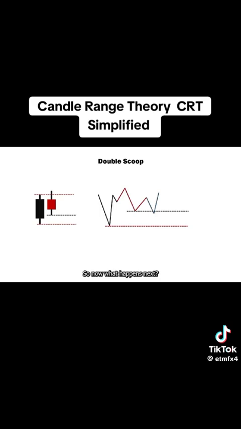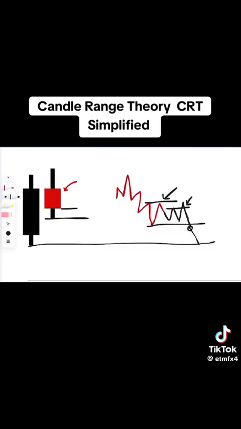So now what happens next? Now price revisits that area again and fully closes the range. And that bullish momentum turns into a wick. So in case you're confused, let's go over this one more time.